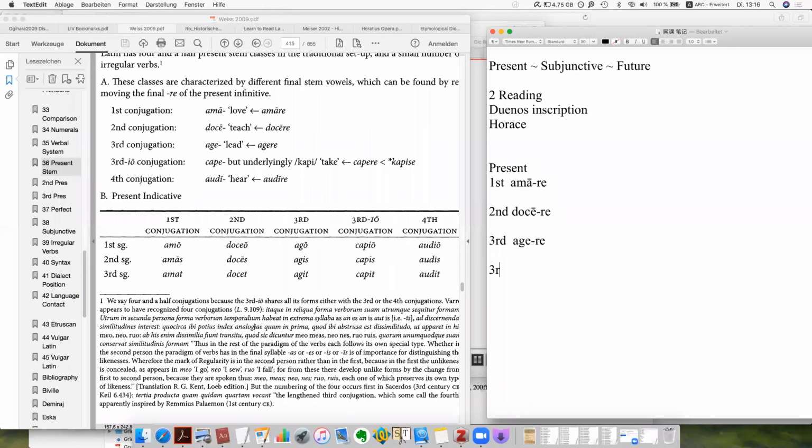It's called the third conjugation, but there is a variant. And here's an example called capere. And why is it a variant? Because in the first person singular, it's called capio. And the fourth one is this example called audire.